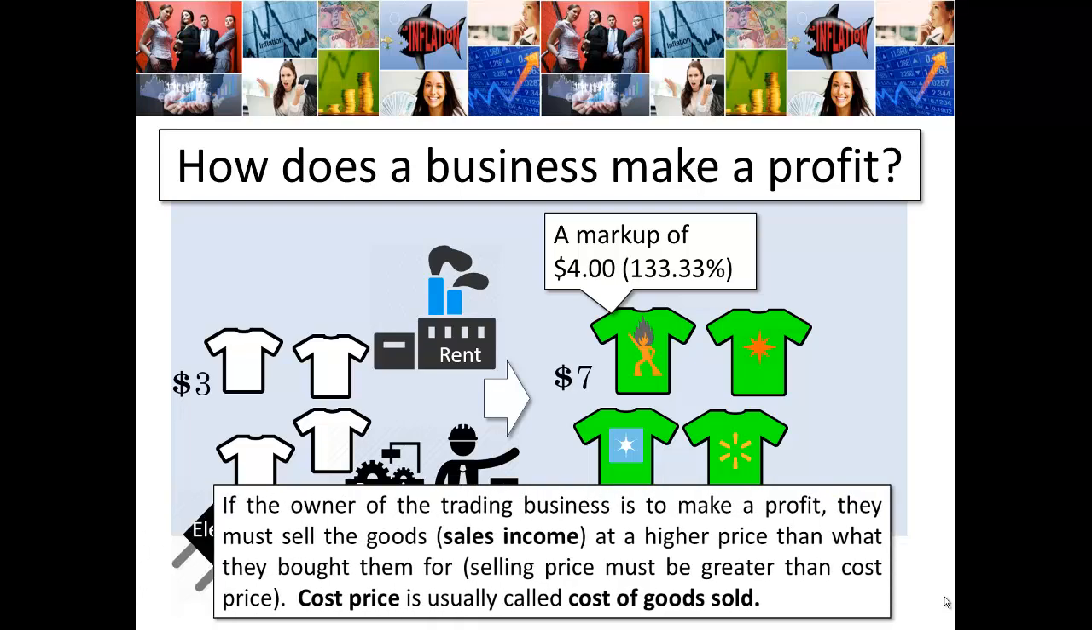Now, if the owner of the business is to make a profit, they need to sell their goods, which is called sales income, at a higher price than what they bought them for. So the selling price must be greater than the cost price. Cost price is usually called cost of goods sold.